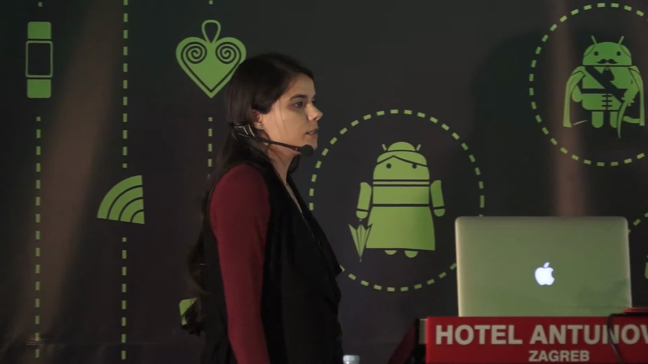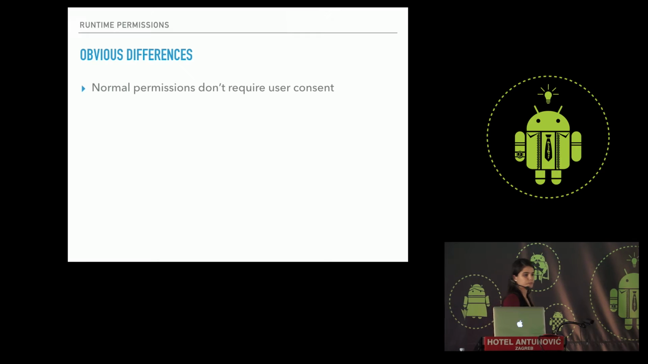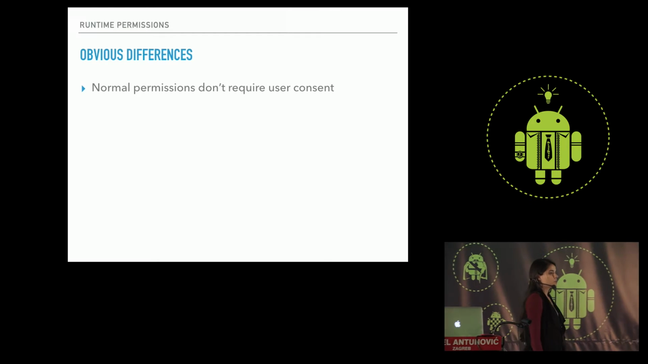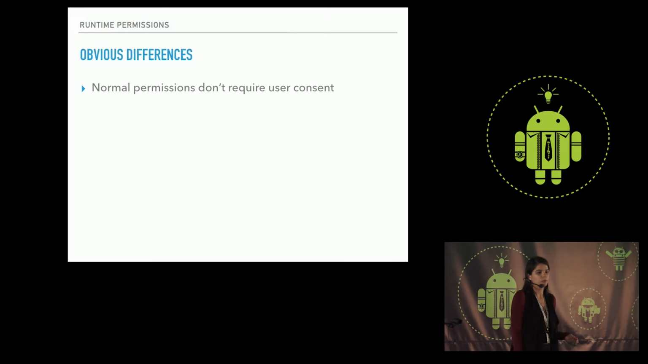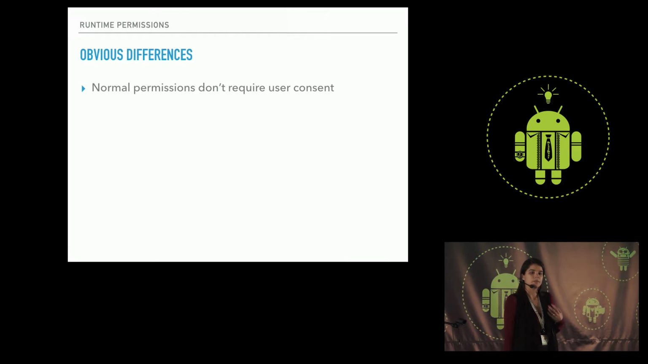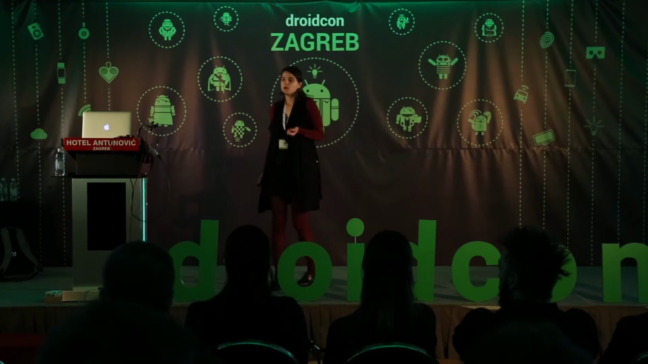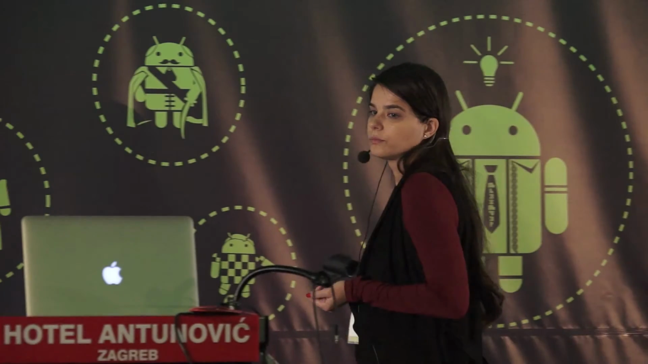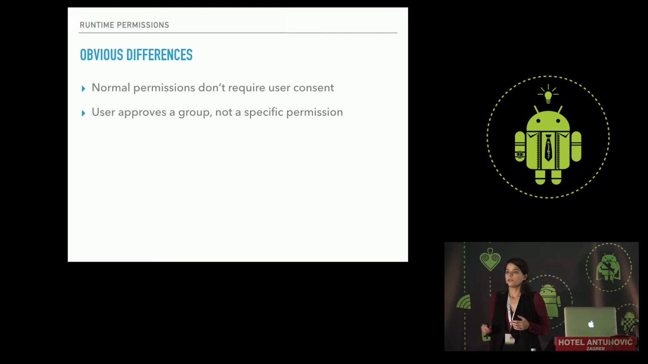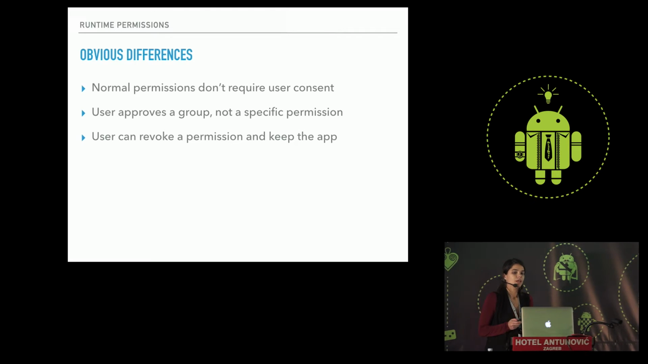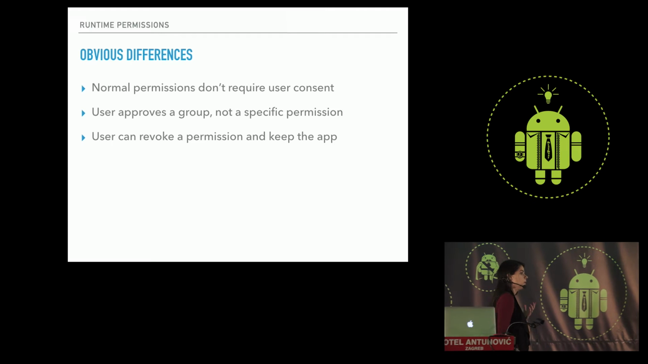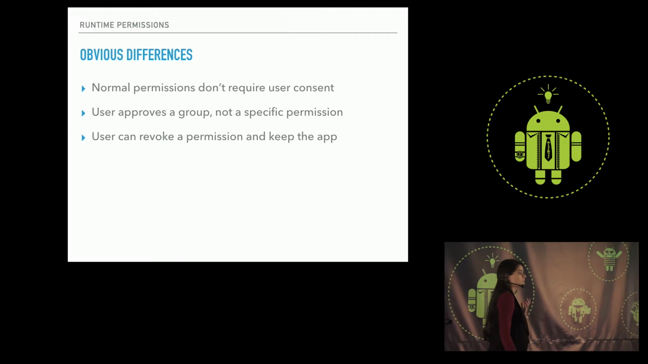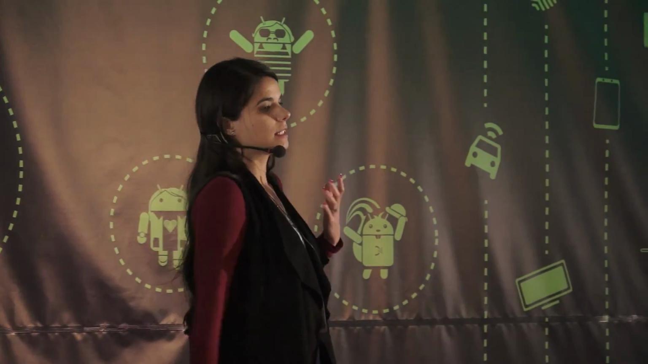Now, when we talked about install time permissions and runtime permissions, let's draw some conclusions about the differences. In Android Marshmallow, users won't even get notified about the normal permissions that your app requires. They will be automatically granted at install time or during an update. As I mentioned, the user now approves a group of permissions, not specific permissions. And the user can now go and revoke a permission and still keep the app. That was not possible before, because you had to uninstall the app completely in order to revoke the permission.